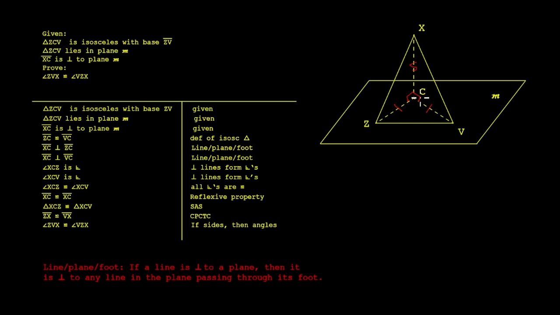Side, angle, side. From here, we'll be marking in green just to keep everything clear. ZX is congruent to VX, CPCTC. Corresponding parts of congruent triangles are congruent. So ZX is congruent to VX, right there. From there, angle ZVX is congruent to angle VZX, if sides, then angles. So angle ZVX right there is congruent to angle VZX right here, if sides, then angles.